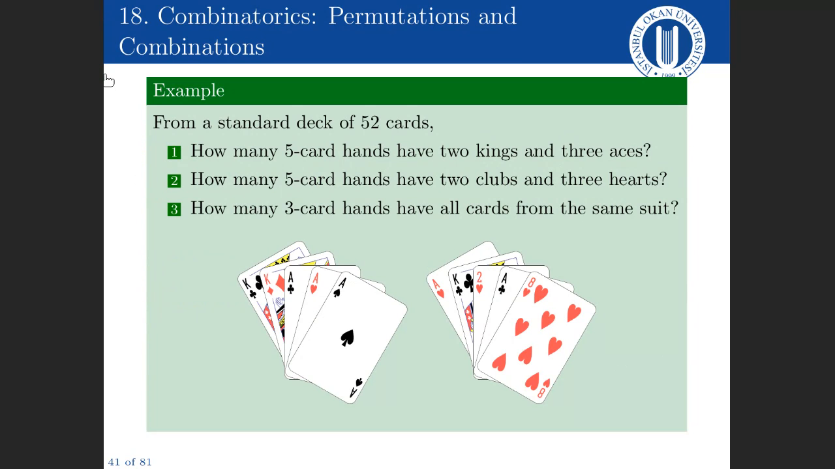Next example is about playing cards. In a standard deck of cards, there are 52 cards: 13 hearts, 13 clubs, 13 diamonds, and 13 spades. And the cards go ace, 2, 3, 4, 5, 6, 7, 8, 9, 10, and then jack, queen, king. When we play cards, we are often dealt some cards and we hold them in our hand. When we hold some cards in our hand, this is called a hand of cards.